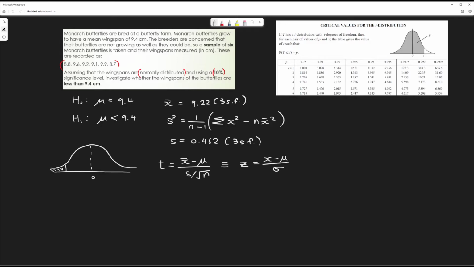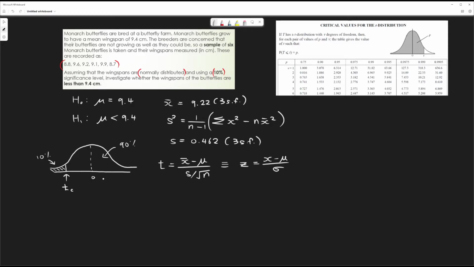Okay, so since we're investigating whether it's less than the mean, it kind of looks like that. And then this is the rejection region, and this rejection region is 10%. And this region here is 90%. So we need to work out what this critical value is. I'm going to call this TC. And we need to work out where our T is. So our T could be here, in which case we have to accept the null hypothesis. If our T is in here, then we can reject our null hypothesis.